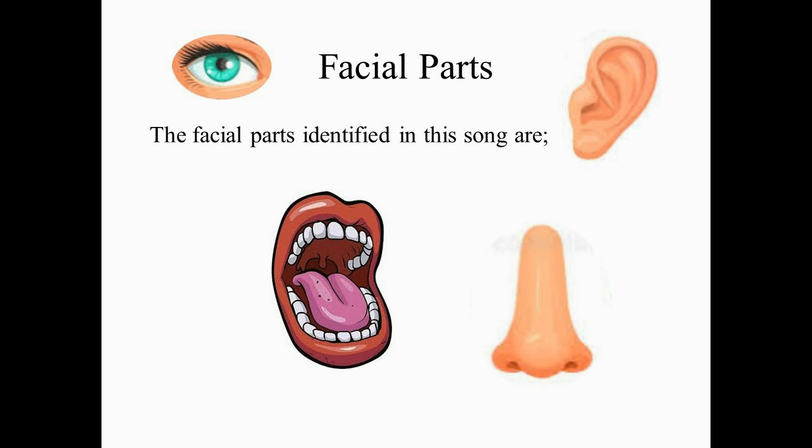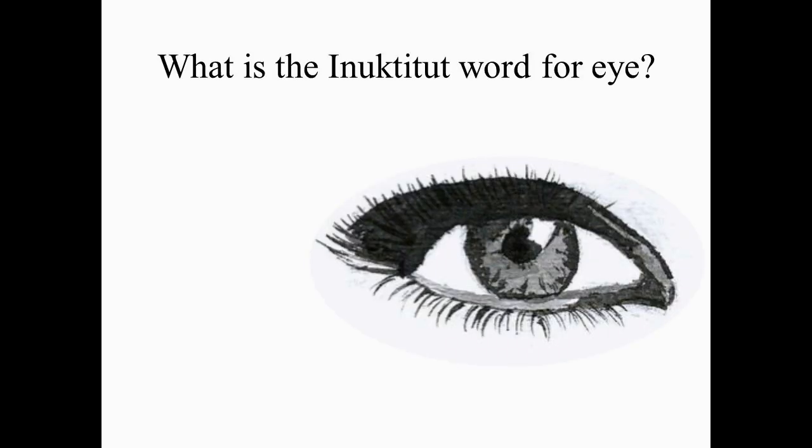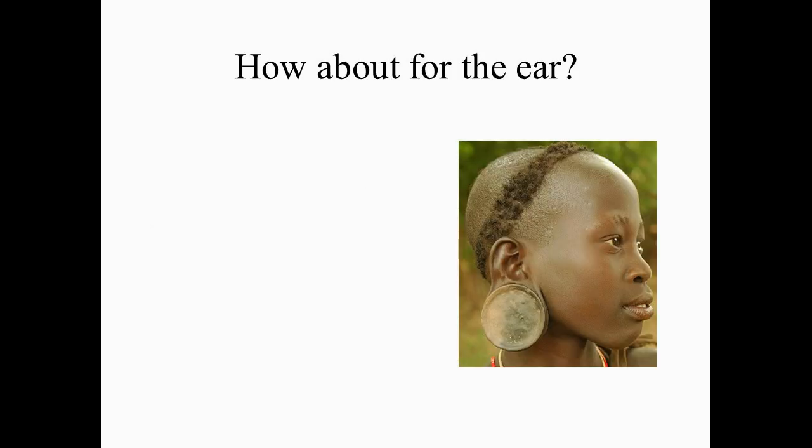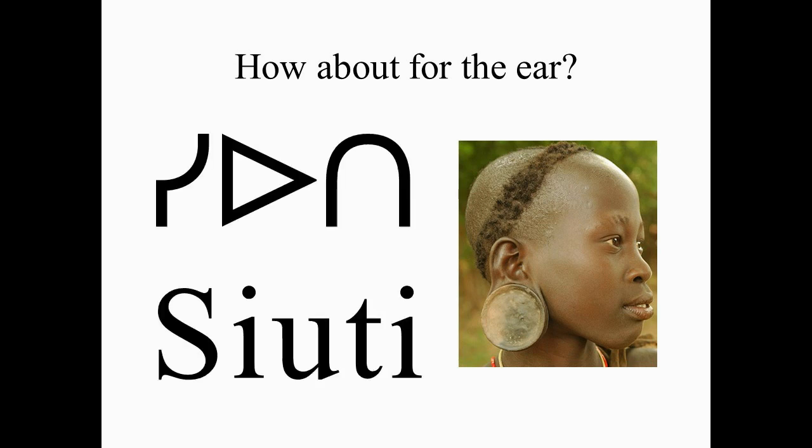The facial parts identified in this song are eye, ear, mouth, nose. Let's find out what we remember. What is the Inuktitut name for the eye? Yes, iyi, correct. And for the ear? Exactly, siuti.